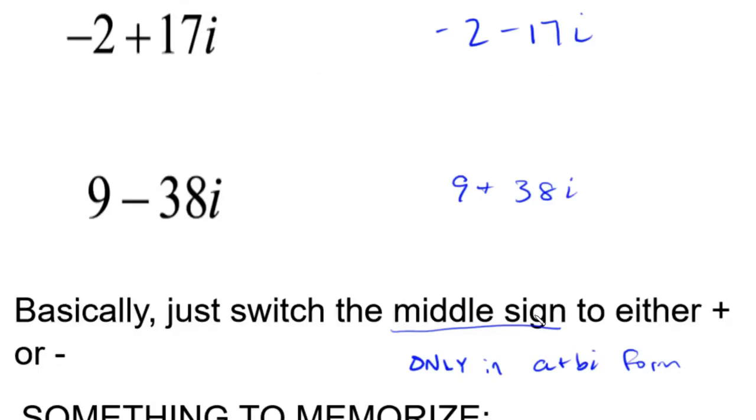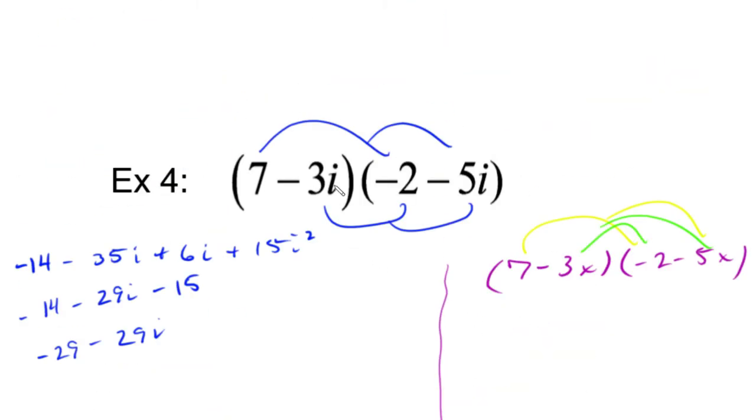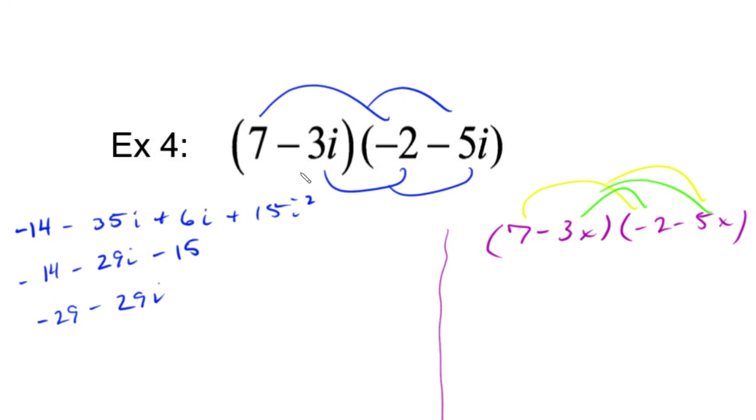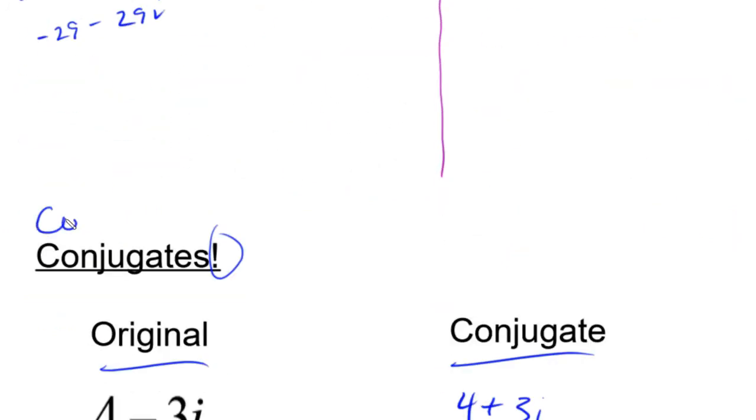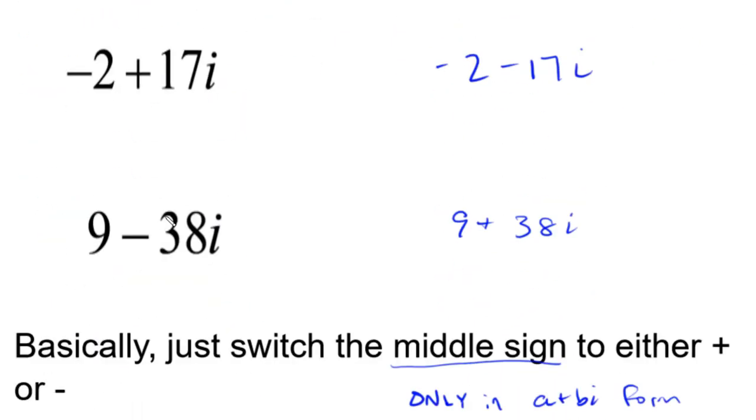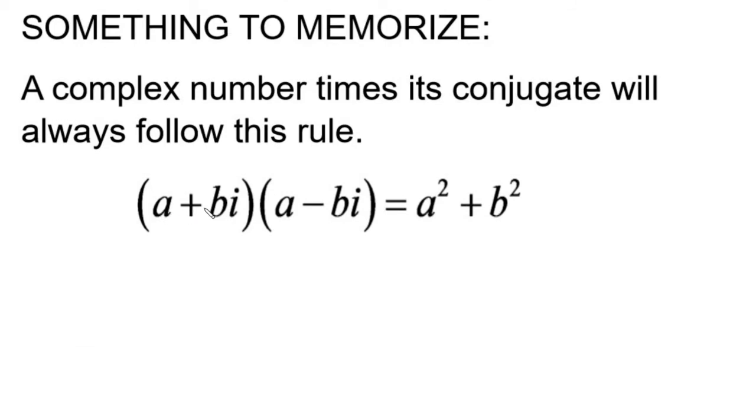So we probably did not like doing this, foiling business, simplifying, and all that kind of thing, right? You don't want to do this if you can avoid doing it. If you recognize that you're multiplying two complex conjugates together, your answer will always be that first real number squared plus the second real number squared every time.